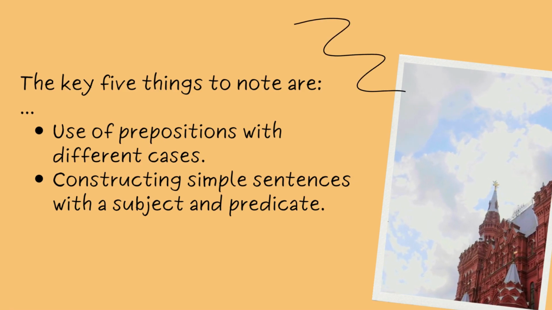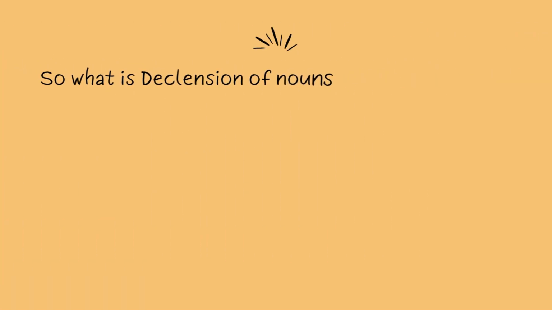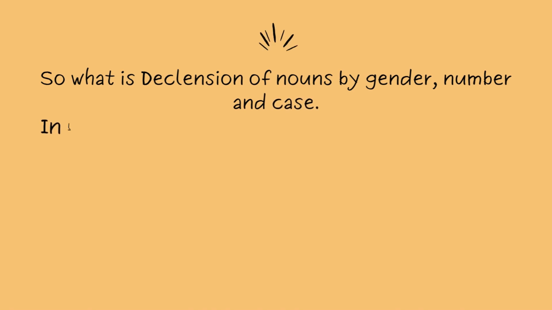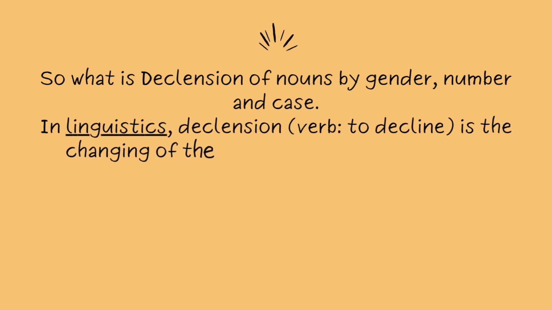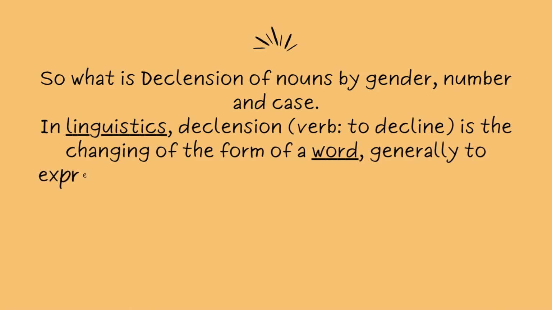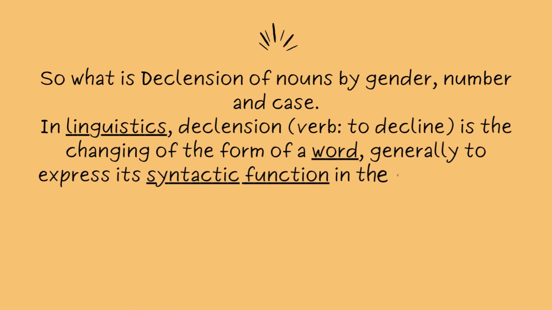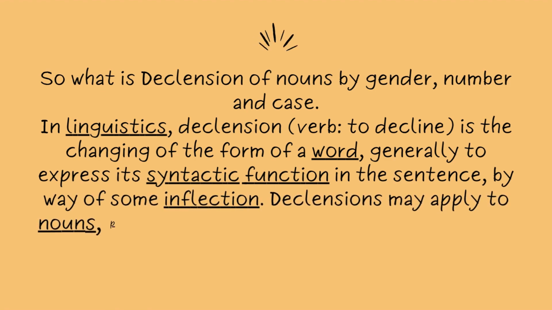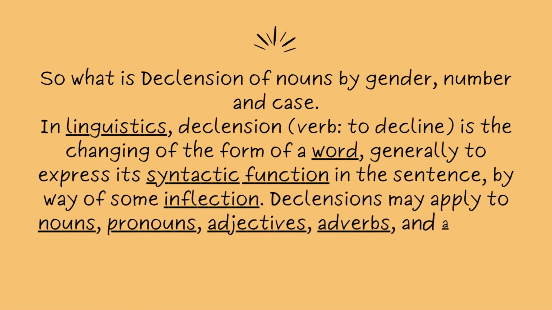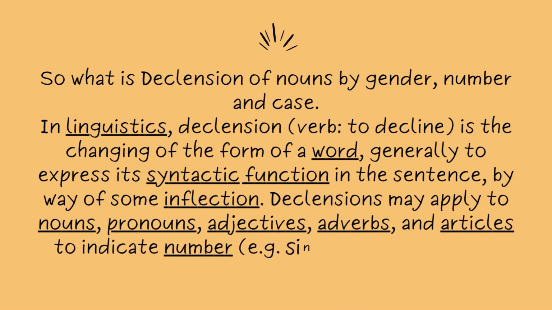So what is declension of nouns by gender, number, and case? In linguistics, declension, verb: to decline, is the changing of the form of a word, generally to express its syntactic function in the sentence, by way of some inflection. Declensions may apply to nouns, pronouns, adjectives, adverbs, and articles to indicate number, e.g.